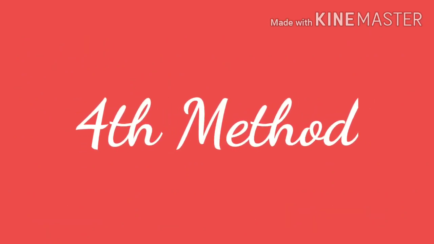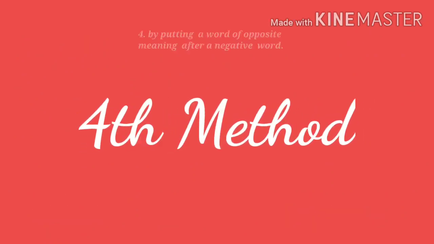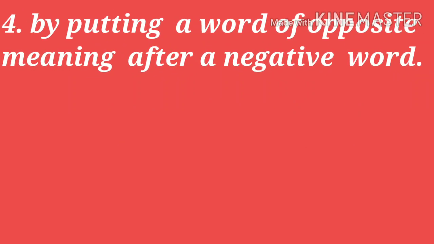Now we'll see the fourth and the final method of changing or transforming an affirmative sentence into a negative one or vice versa. So the fourth method is by putting a word of opposite meaning after a negative word. Okay, we're using opposite meaning. Okay, word of opposite meaning after a negative word.